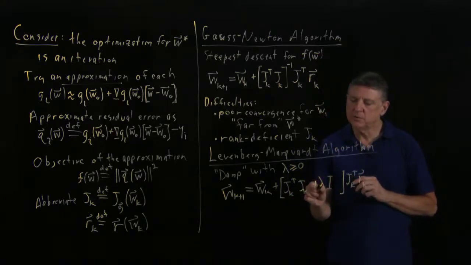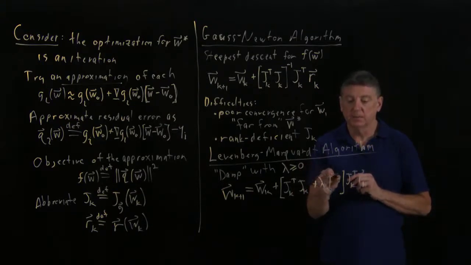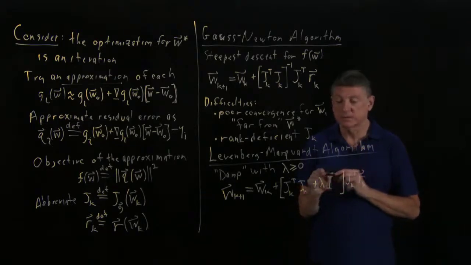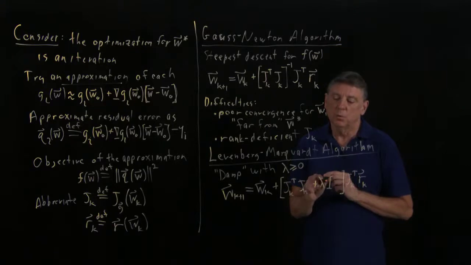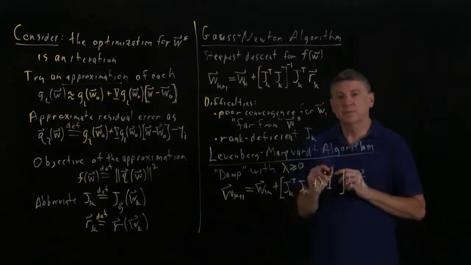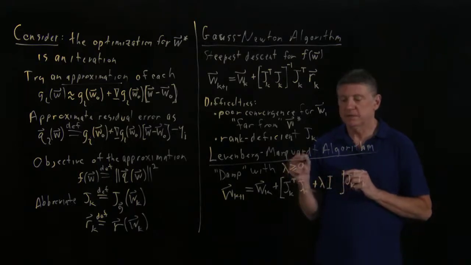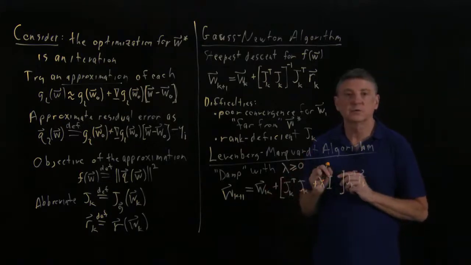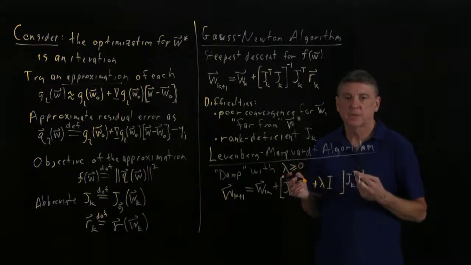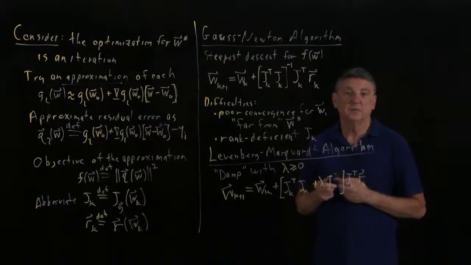And when they do that, if you drive lambda up to infinity, this is dominated by just a steepest descent, a steepest descent with a step size. If lambda is zero, this is the Gauss-Newton iteration. And so what we can do is use a very large amount of lambda, get to a local estimate, and then drop that lambda until we get down to a closer estimate of the true minimizer. So this result, the Levenberg-Marquardt algorithm, is widely used in data analysis.